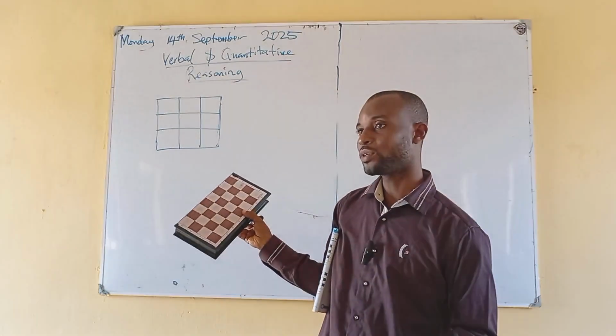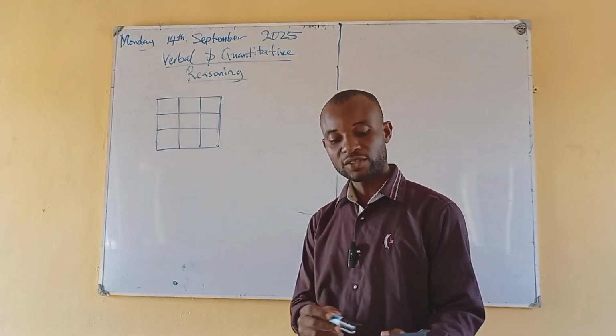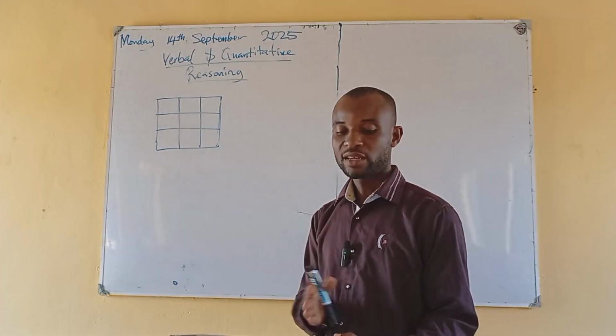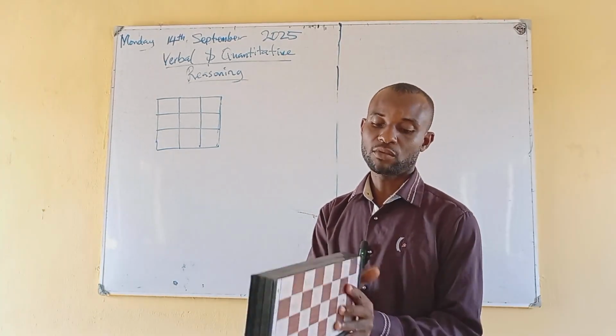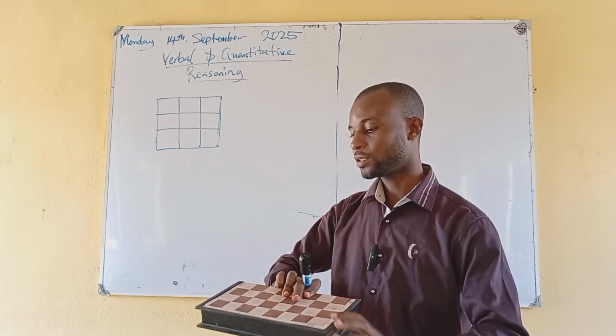This is the chessboard, right? You have 8 by 8 squares. So there's 1, 2, 3, 4, 5, 6, 7, 8 on one side. And then up, you have 1, 2, 3, up to 8. You can see 5, 6, 7, 8, right?